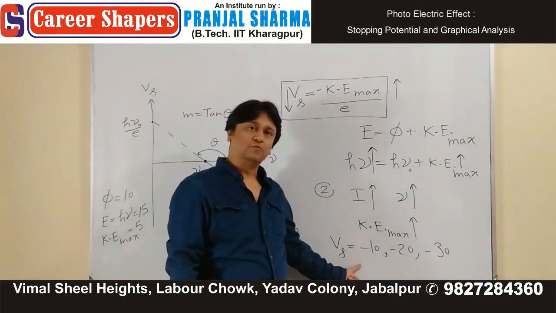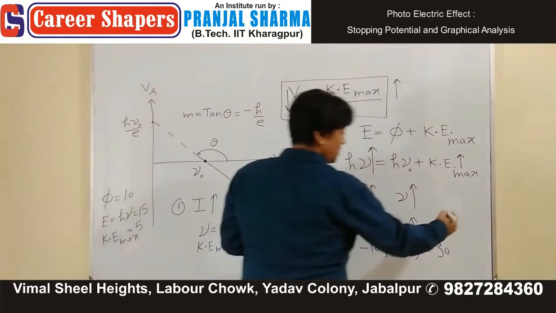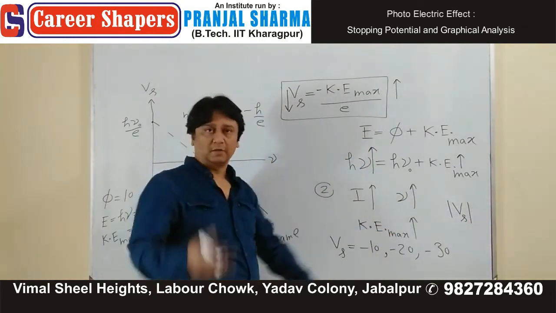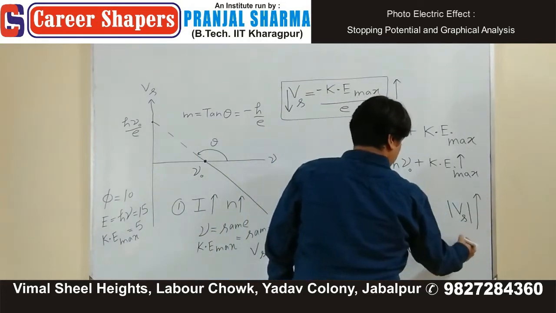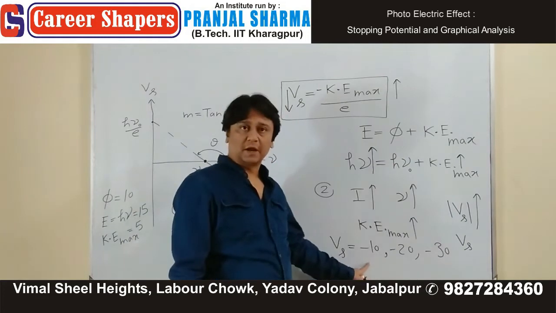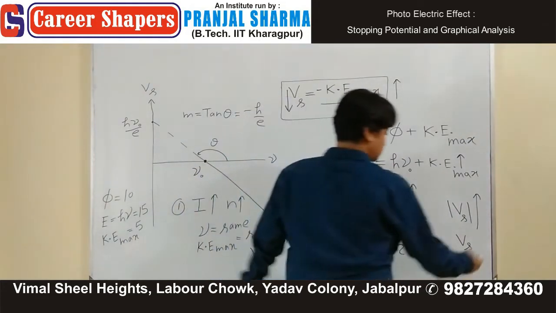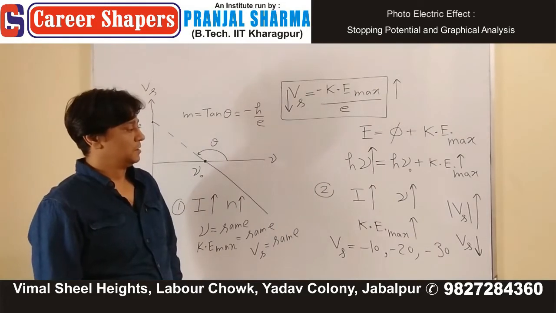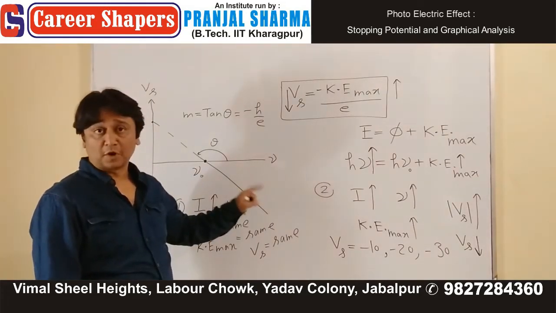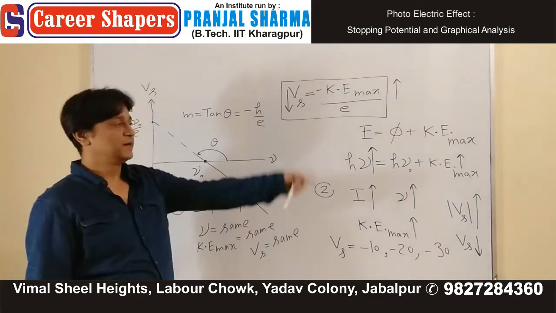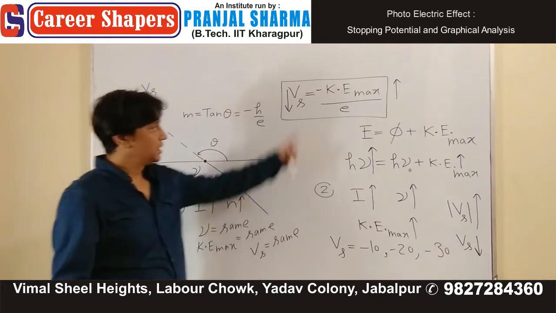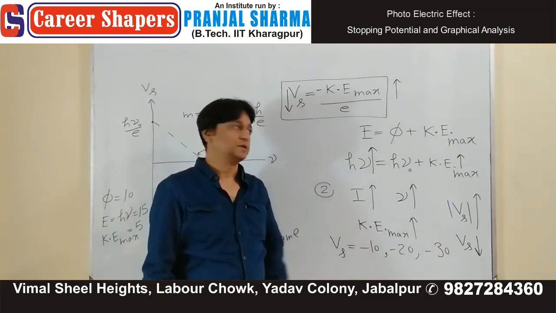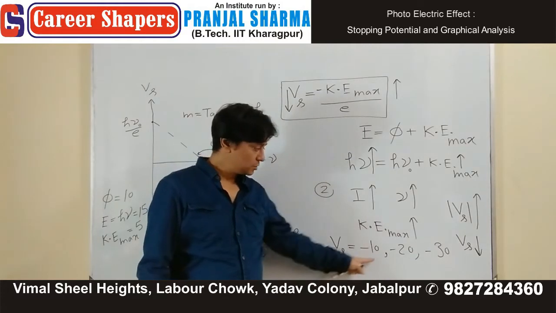Magnitude wise, Vs is definitely increasing. If somebody says, what is happening with magnitude of stopping potential? 10, 20, 30. That is definitely increasing. But Vs with sign is decreasing. This is something which is important. If they are asking you magnitude, then say it's increasing. If they say stopping potential, it is negative. Minus 10, minus 20, minus 30. Vs is decreasing. Note down everything and also these numbers.